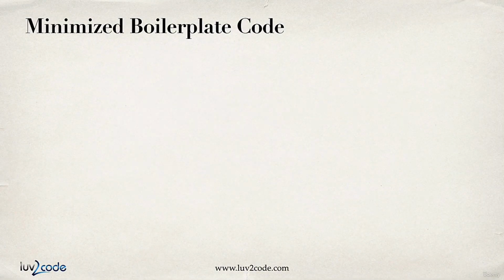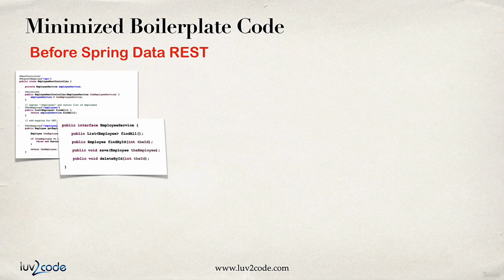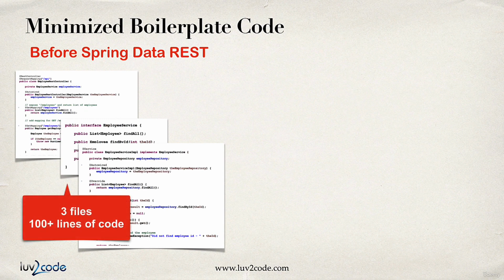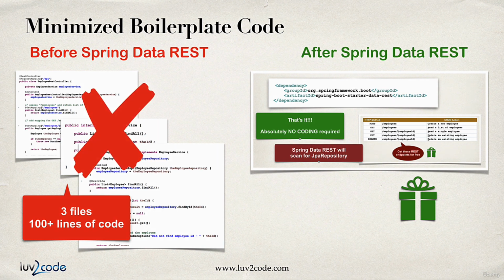Now with minimizing the boilerplate code, so before Spring Data REST, we had our REST controller, we had our employee service, we had our service implementation. So about 3 files and 100+ lines of code. And then after Spring Data REST, you're going to love this, right? No coding required. Just give a Maven POM entry. Spring Data REST will scan for those repositories and automatically expose those endpoints for free. You can easily see that we no longer need the original code on the left-hand side because Spring Data REST will give us all of that functionality for free.